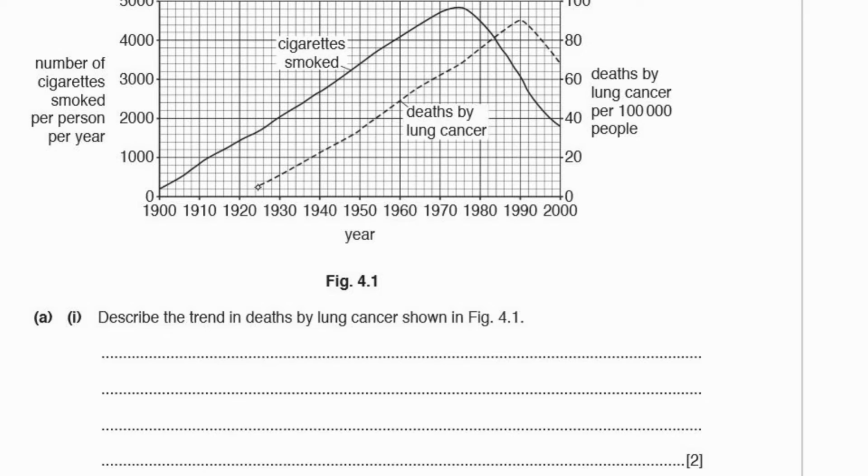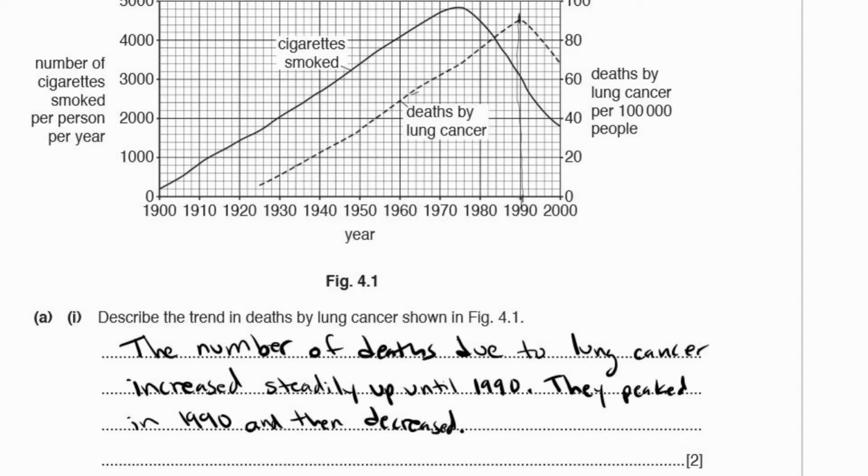If you look at it, the number of deaths from lung cancer increased steadily until 1990. And then in 1990, there was a peak of deaths and then it decreased. Okay, let's write that in. So the number of deaths due to lung cancer increased steadily up until 1990. They peaked in 1990 and then decreased.